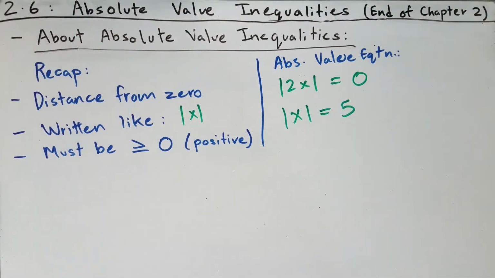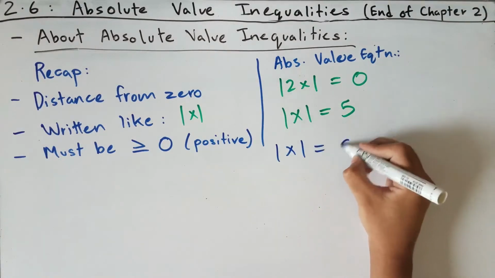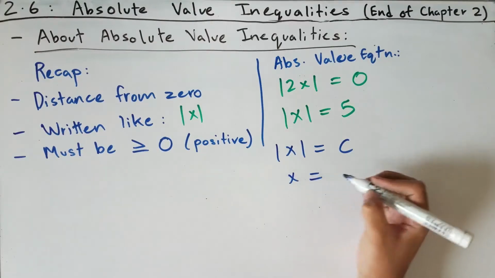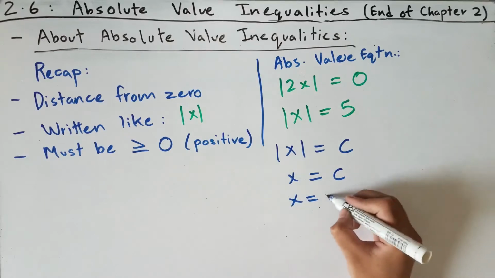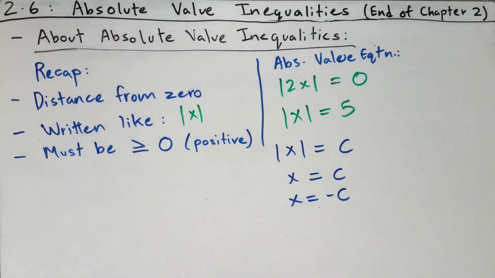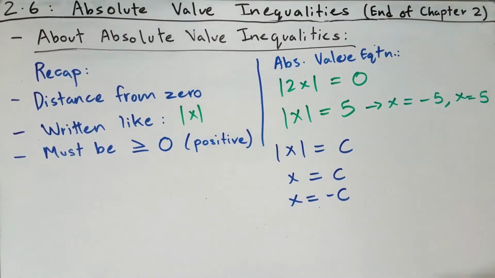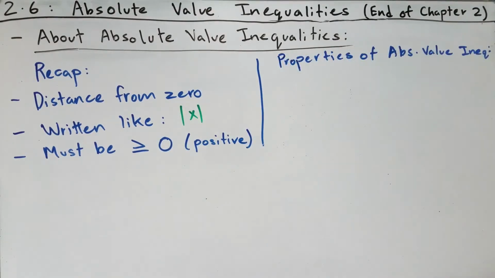But how do you solve this absolute value equation? Well, we have to know the properties for that, which we talked about in chapter 1. We know that when the absolute value of some variable or some number equals some other number c, it is given by two solutions: x equals c and x equals the reverse of c, which is -c. So in this case, when we solve the absolute value of x equals 5, we get that x equals -5 and x equals +5, because we have a positive value and a negative value. But what about an absolute value inequality?